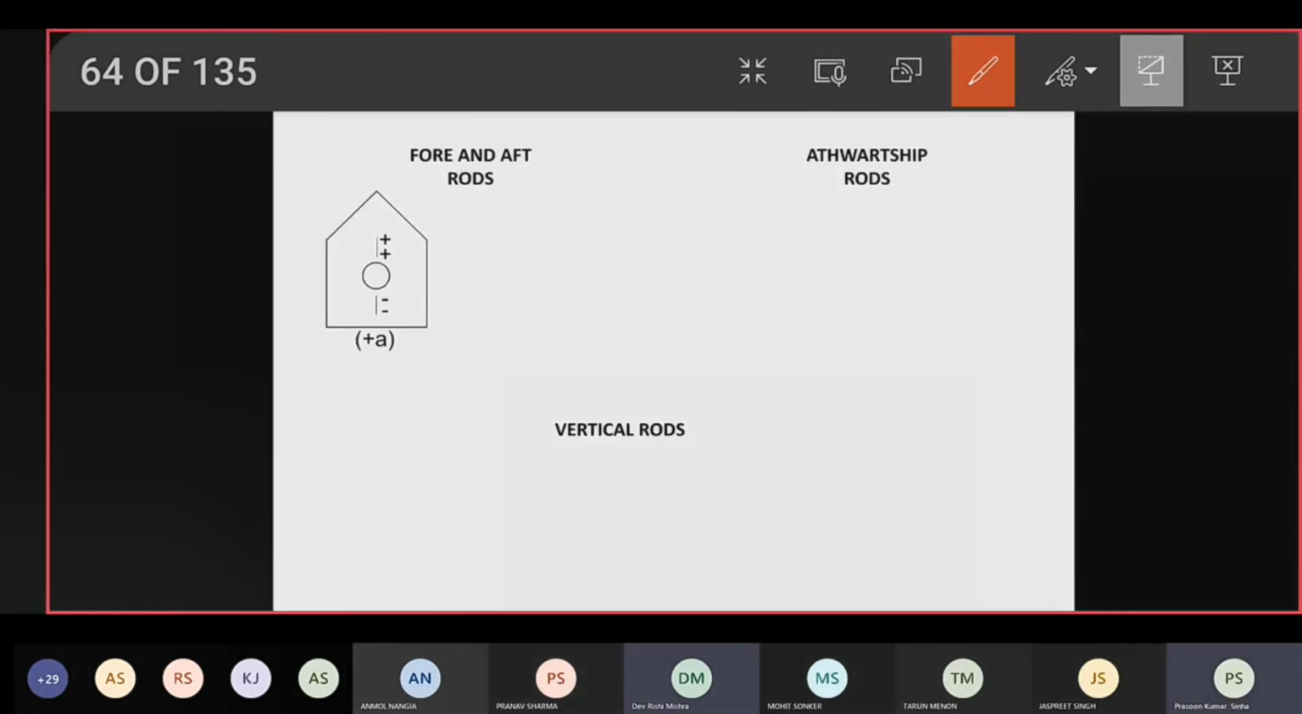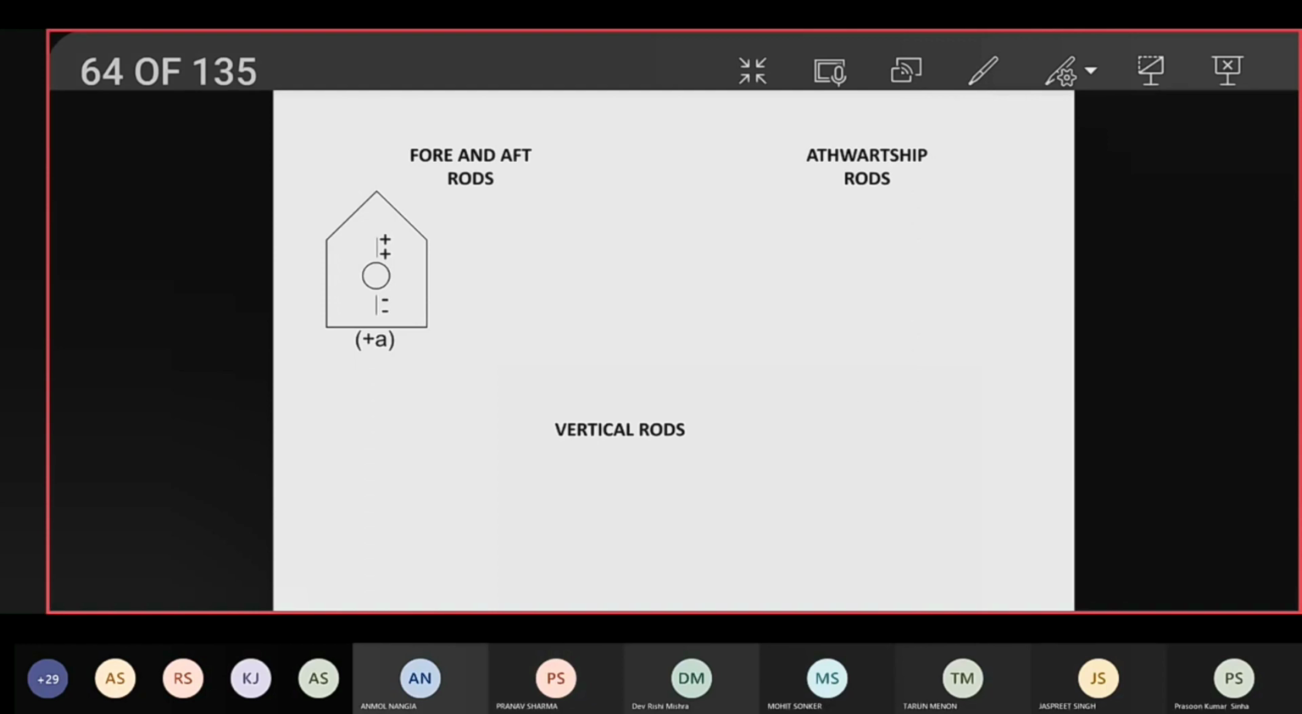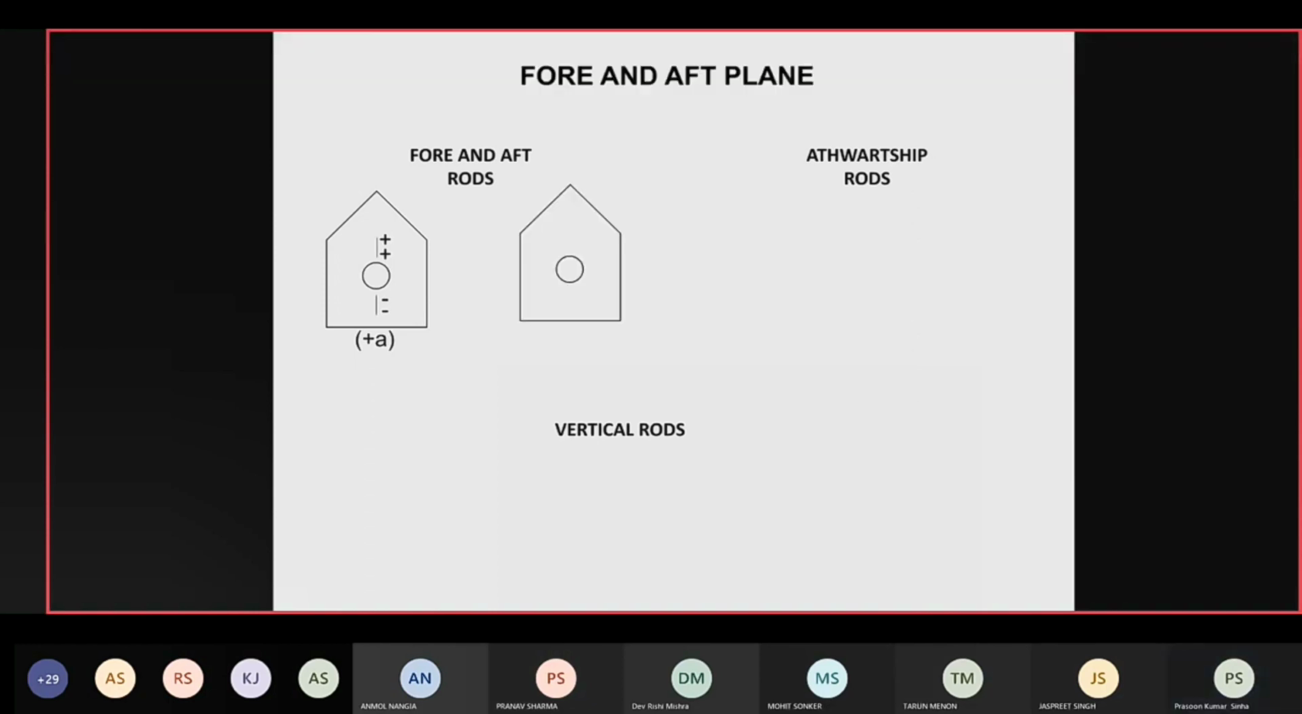So we have positive A. There can be a forward aft rod, which is not two separate rods, forward and aft, but one single imaginary rod, which is running forward and aft like this. We will do this exercise for all the rods, all the 9 rods. So don't be very impatient here. Repeating again and again will only hammer this information into our minds so that we are comfortable in understanding this.